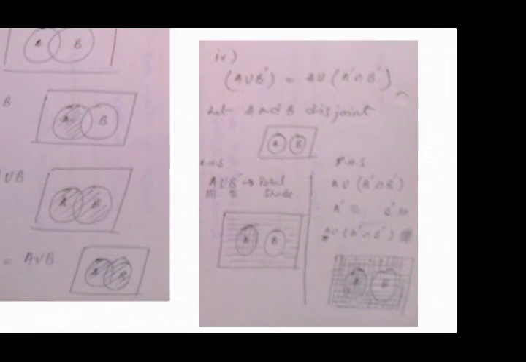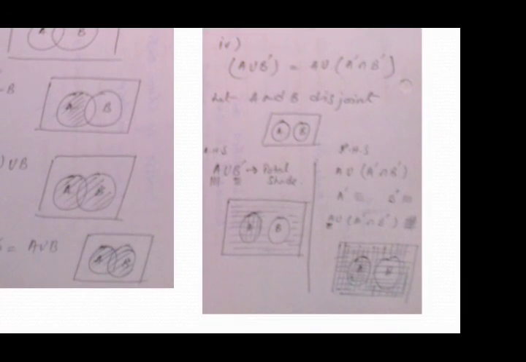And in the last part, A union B is equal to A union (A complement intersection B). We first take these joint sets, then I think it is easy to understand. Try to solve all these questions at least once.